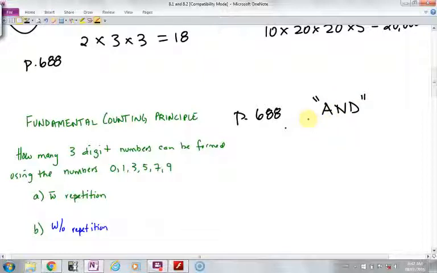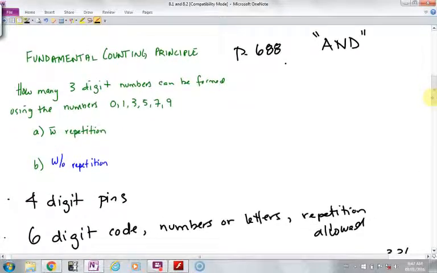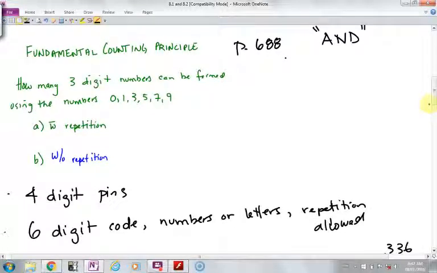Okay? Questions for me? So we'll do one other example. I think I'm just going to do one with you. And then we'll look at 8.2.